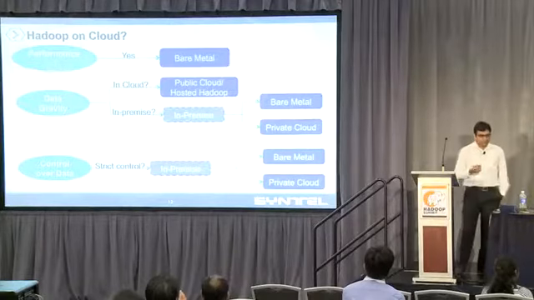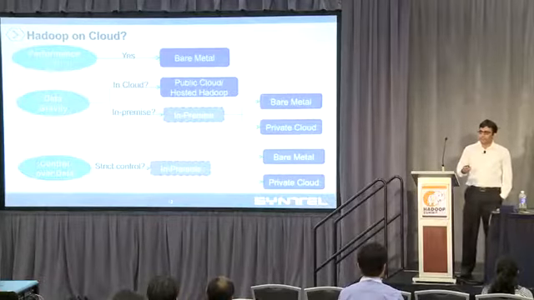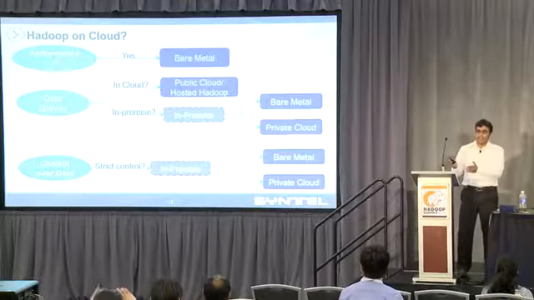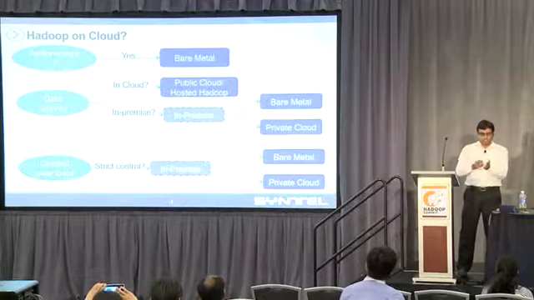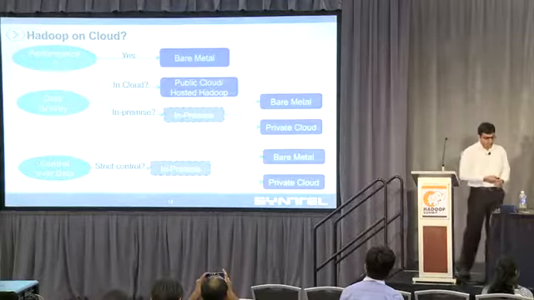The first one being performance. As we know, Hadoop performs best when it has exclusive access to all the hardware, right? So in those scenarios or conditions, Hadoop on bare metal will make sense, right? These are the cases where the hardware and all the configurations are tuned for a particular application workload. In those cases, Hadoop on bare metal would work best.